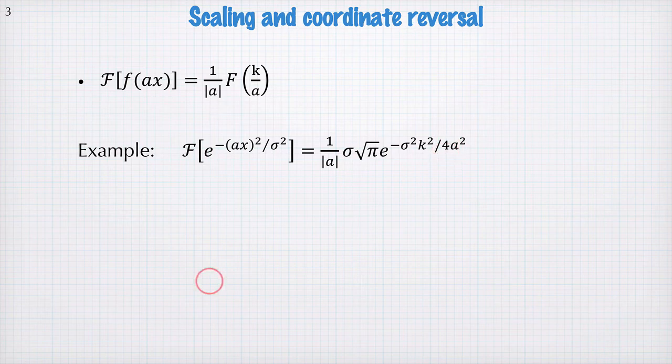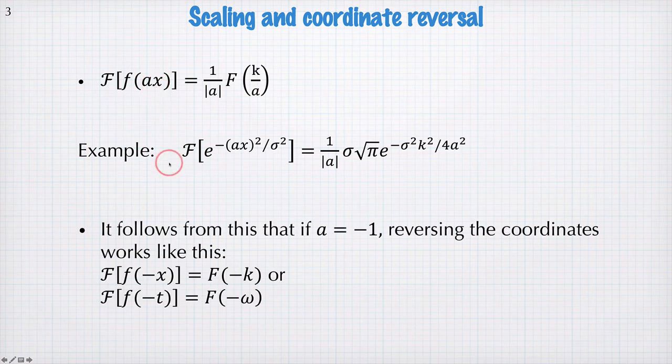Now we can also choose this constant a here to be minus 1. In this case, we have coordinate reversal. So f of x becomes f of minus x, and this becomes the Fourier transform function, capital F, of minus k, or in time coordinates, f of minus t becomes the Fourier transform, capital F, of minus omega.